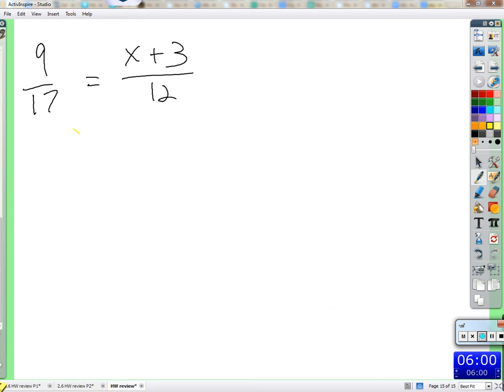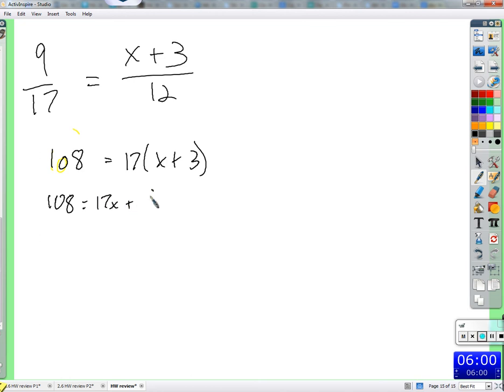17. Okay, so I'm going to show you how in this situation it's superior to not cross multiplying. So I'm going to show you that by cross multiplying first. Cross multiplying means I'll take 12 times 9, right? That's 108, I think. Yeah. I'm going to use a different color. That's 108. That equals this denominator times this numerator, which means 17 times x plus 3, so distribute the 17. Okay, so 108 equals 17x plus 51. Subtract 51. So 108 minus 51 is 57. Equals 17x. Divide by 17. X is 57 over 17.